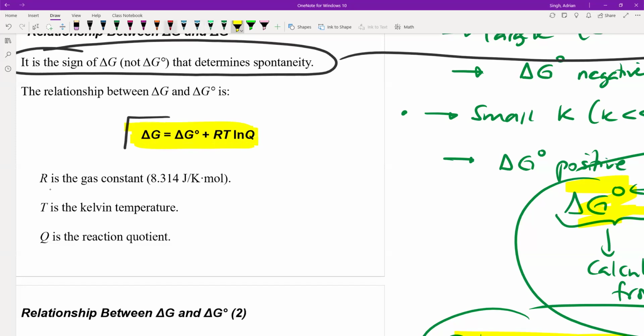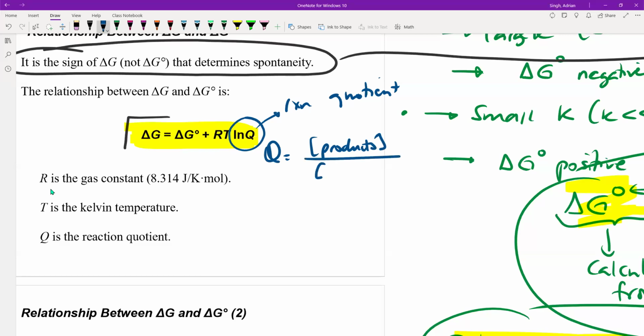So what we have is a relationship now that incorporates an equilibrium principle in it. So remember, Q is the reaction quotient, which is nothing more than K, how we write K, the equilibrium expression, under a specific set of conditions. So Q is simply equal to the products raised to whatever the stoichiometric coefficient is divided by the reactants.